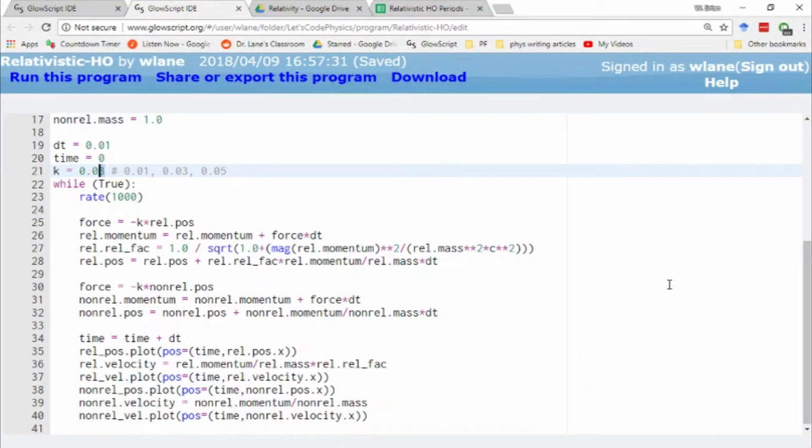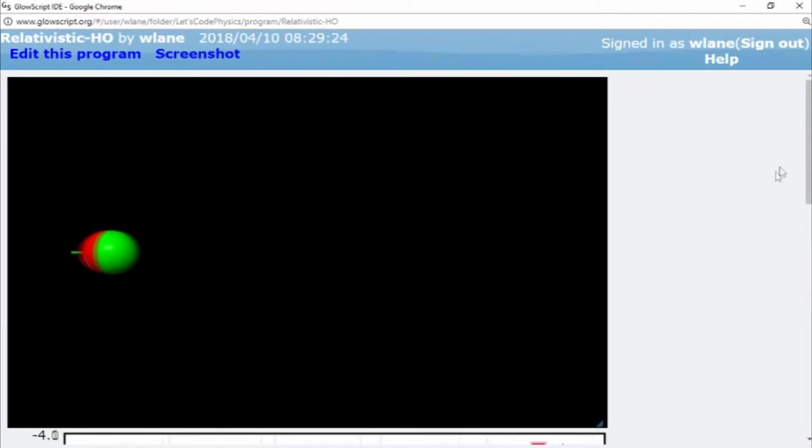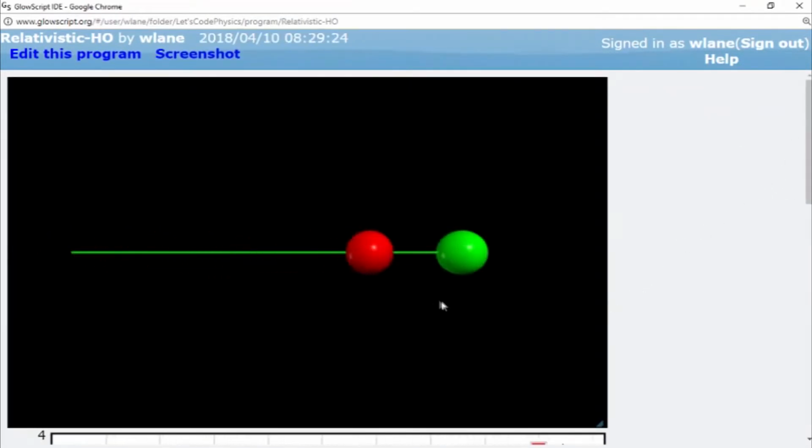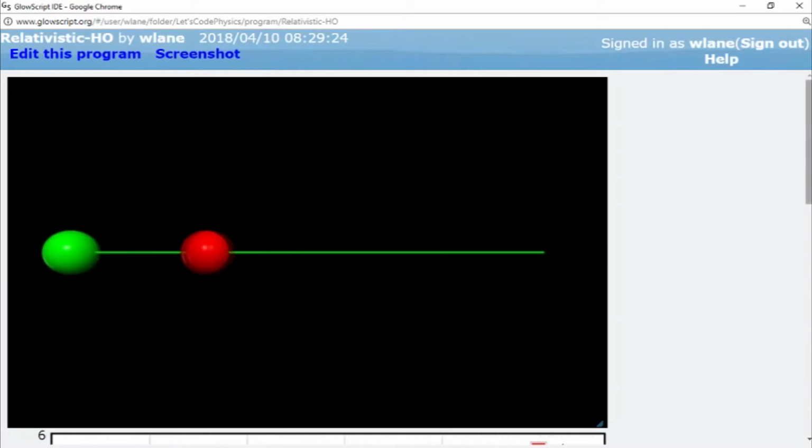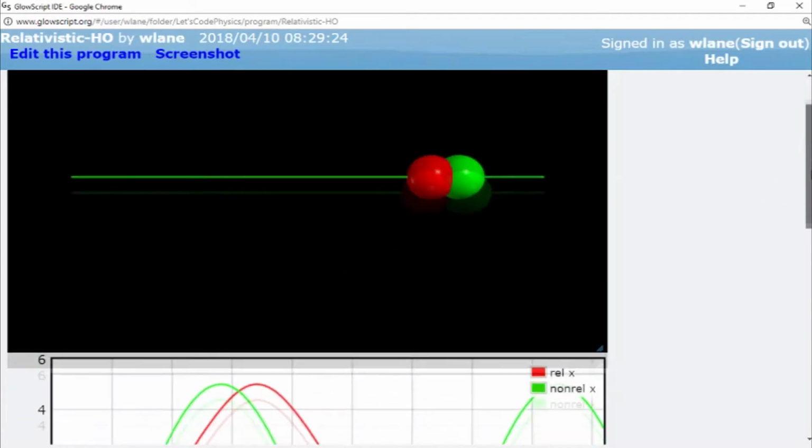Let's up the spring stiffness even more. Let's go up to 0.05. So this is 5 times the original strength that we had. Here we've got our particles zipping along. The red one definitely lagging behind the green one this time, again because of that speed limit. You can even see it can't get up to the same speed as the green one.